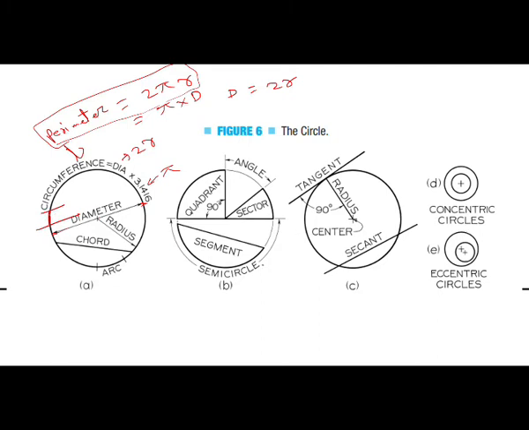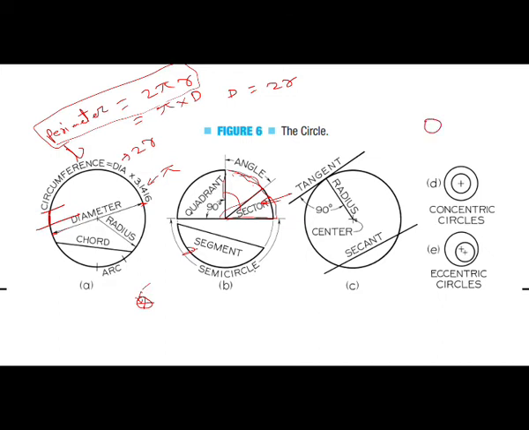Half of this circle is called a semicircle. A closed section of a circle is called a segment. This is called a sector. This is called an angle. And this is called an arc. And if we divide the circle into four, one section we can call a quadrant.